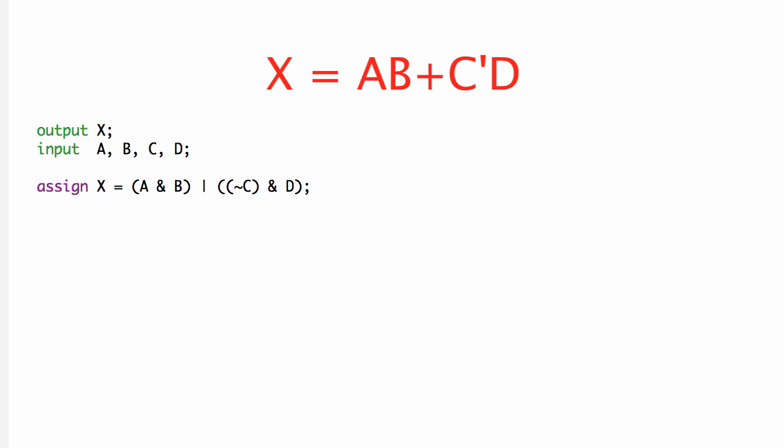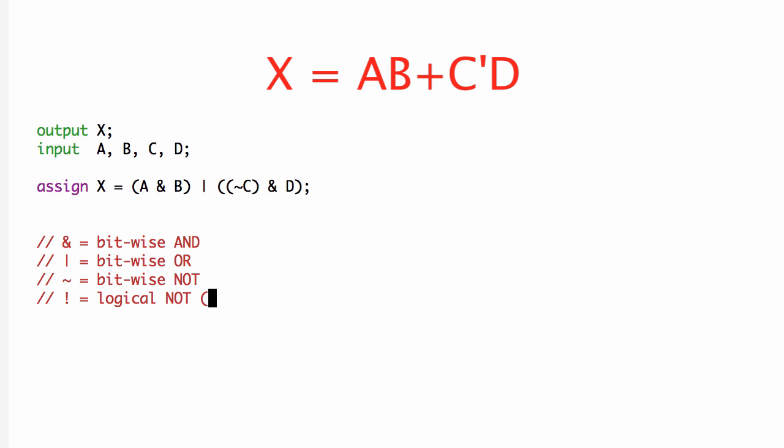Note that much like in C, we're using the single ampersand as a bitwise AND, a vertical bar as a bitwise OR, and a tilde symbol for a bitwise NOT. You can also use the exclamation point, also known as a bang, for a NOT that works for 1-bit signals.